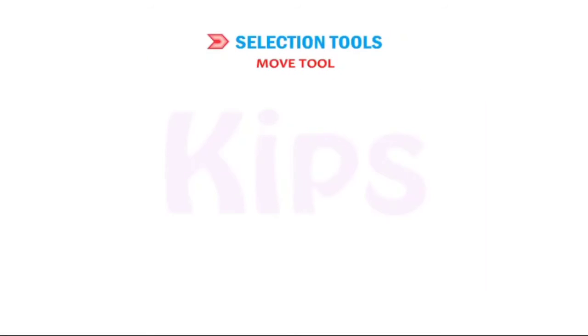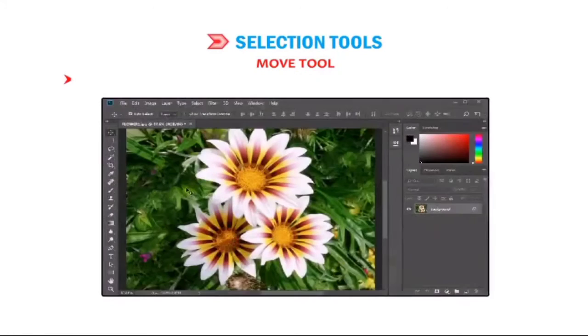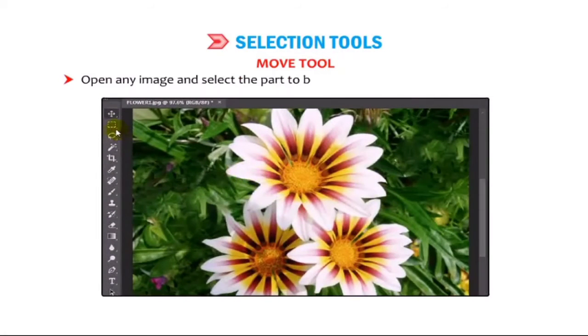Move tool. This tool is used to drag a selected part of an image to a new location in the image. Open any image and select the part to be moved using Marquee or Lasso tool.